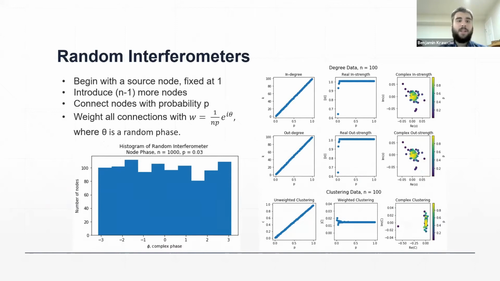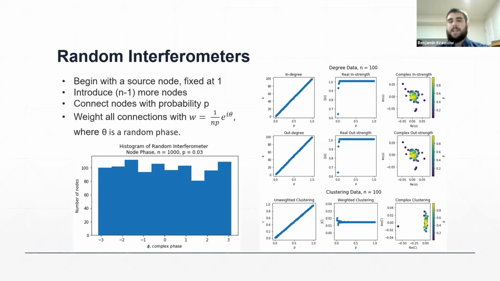I introduced n-1 more nodes for a total of n, and I randomly connected them, so between any two nodes, there was a probability p that they were connected. When I weighted all of those connections, I used a normalization term, 1 over np, and then I multiplied by e to the i phi, where phi is just a random phase.